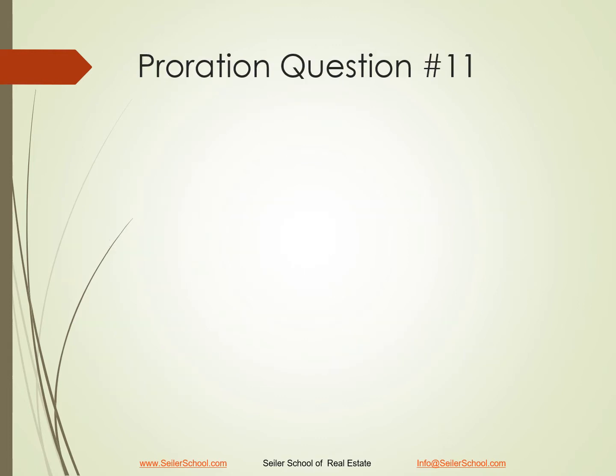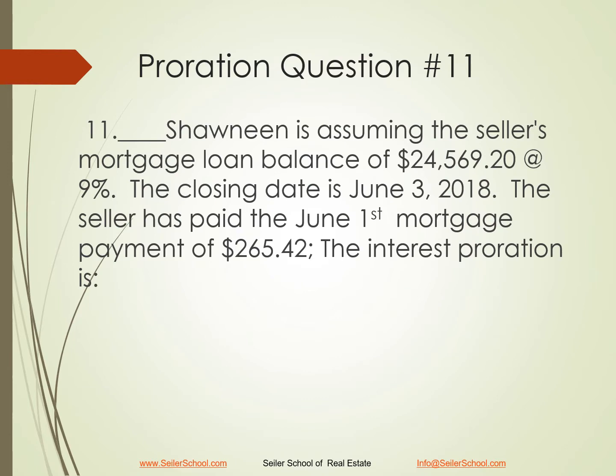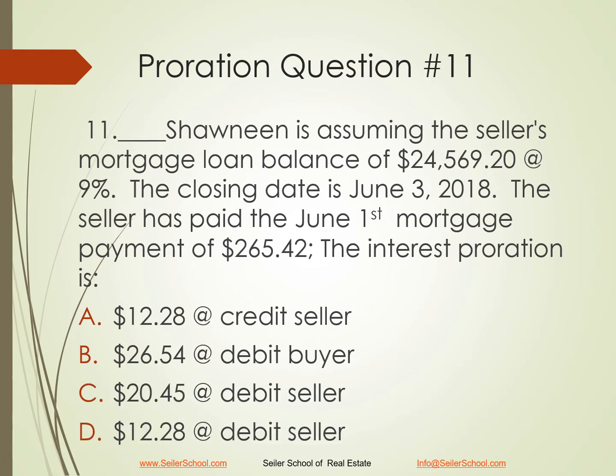Proration question number 11. Shawneen is assuming the seller's mortgage loan balance of $24,569.20 at 9%. The closing date is June 3rd, 2018. The seller has paid the June 1st mortgage payment of $265.42. The interest proration is, well, let's see if we can figure this out.